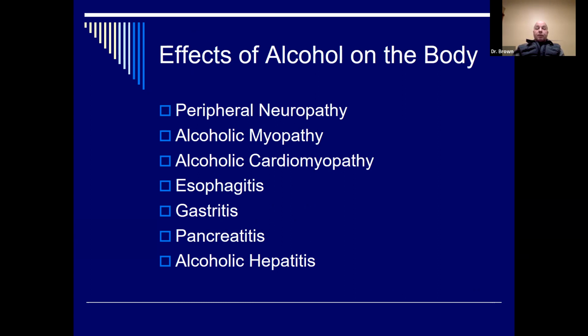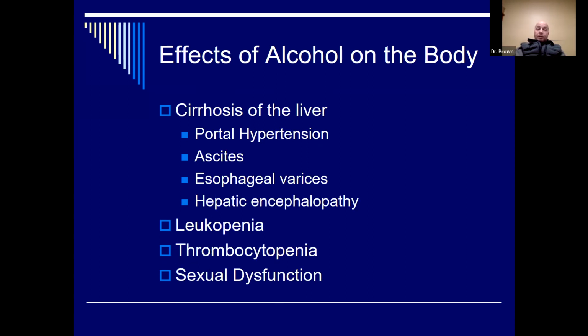But some of the effects can be peripheral neuropathy, alcoholic myopathy, alcoholic cardiomyopathy. Excuse my pronunciation. But especially with alcohol, alcohol is an astringent and it burns the body. And remember, alcohol is metabolized through what organ? That would be the liver. Your liver is the cleaning house of your body. So if you're taking a lot of medications and you're drinking alcohol, that can do a lot of damage to the liver.